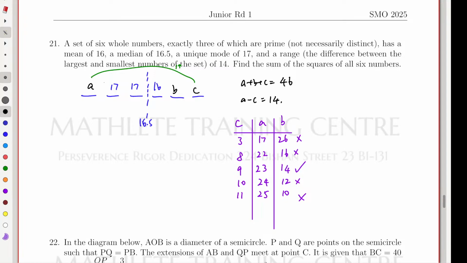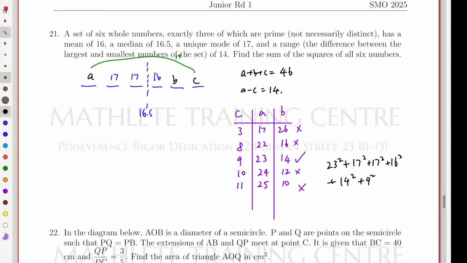Okay, the sum of squares of all 6 numbers will be 23 squared plus 17 squared plus 17 squared plus 16 squared plus 14 squared plus 9 squared. Yeah, this is nothing special to calculate. You just have to calculate everything out. So let me write the numbers on the left. 289 as well. Then this next one, 16 squared, 14 squared, and then 9 squared. Okay, add all of them up together.